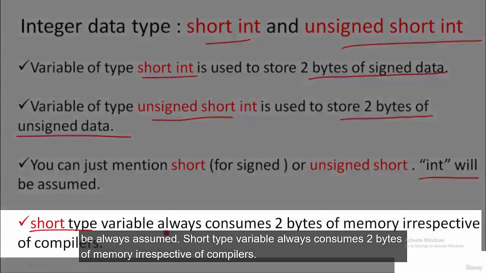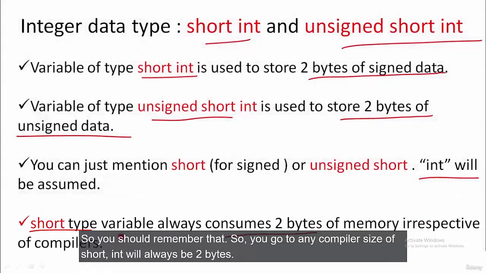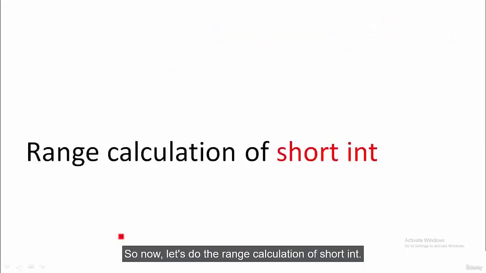Short type variable always consumes 2 bytes of memory irrespective of compilers. So you should remember that. So you go to any compiler, the size of short int will always be 2 bytes. So now let's do the range calculation of short int.